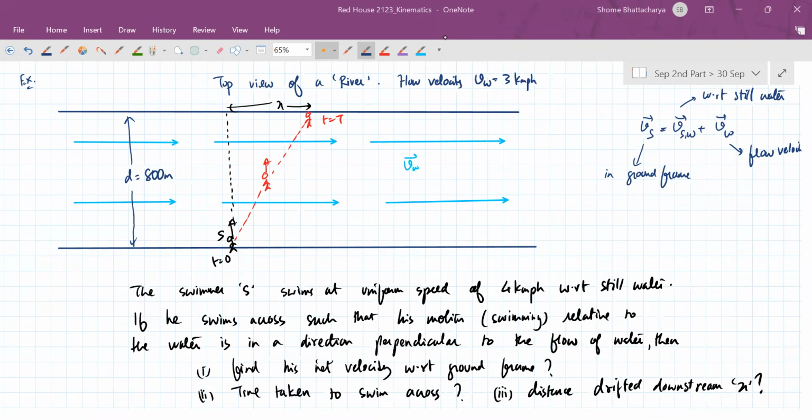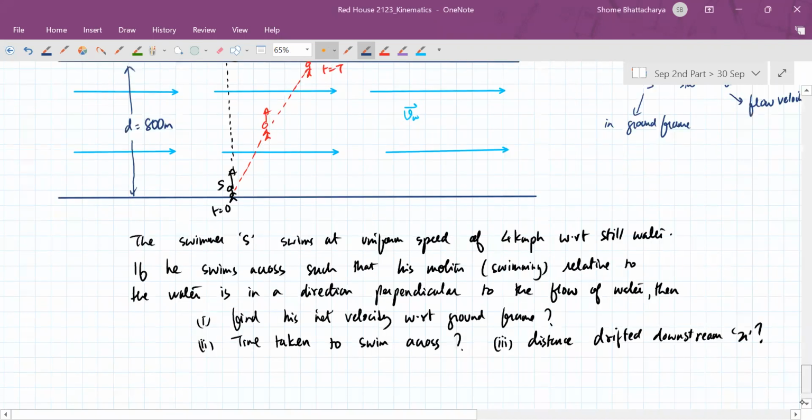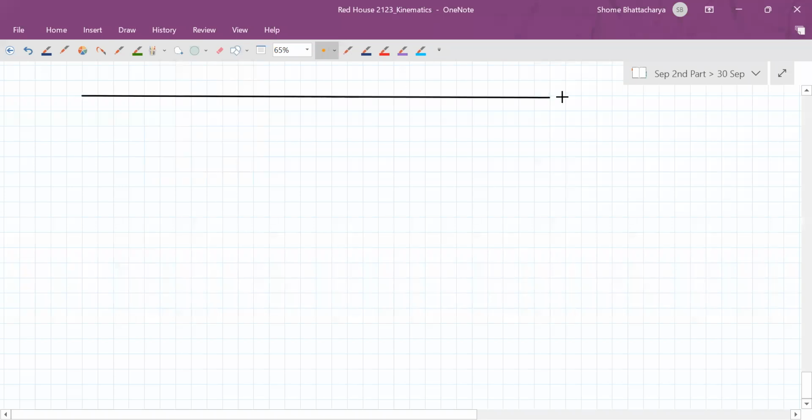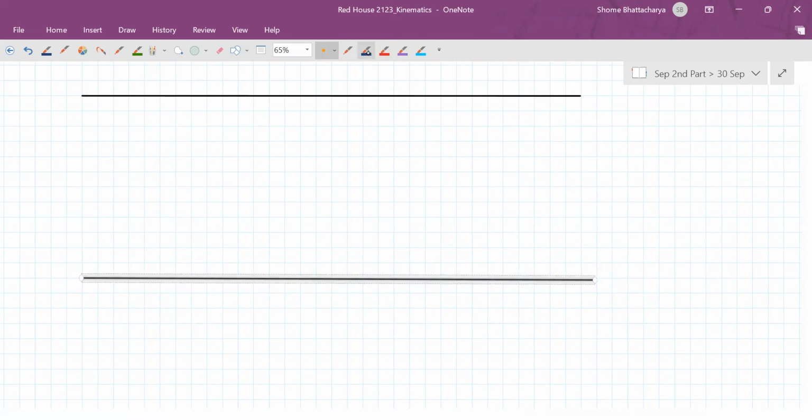Okay, yes, Manav, that's correct. So let's clarify the answers. So in this situation, what we will observe is that the swimmer is orienting his body in such a way that his velocity with respect to still water, so his relative velocity with respect to the water, remains in this direction. That is of magnitude 4 kilometers per hour. Whereas the water is continuously flowing at 3 kilometers per hour.